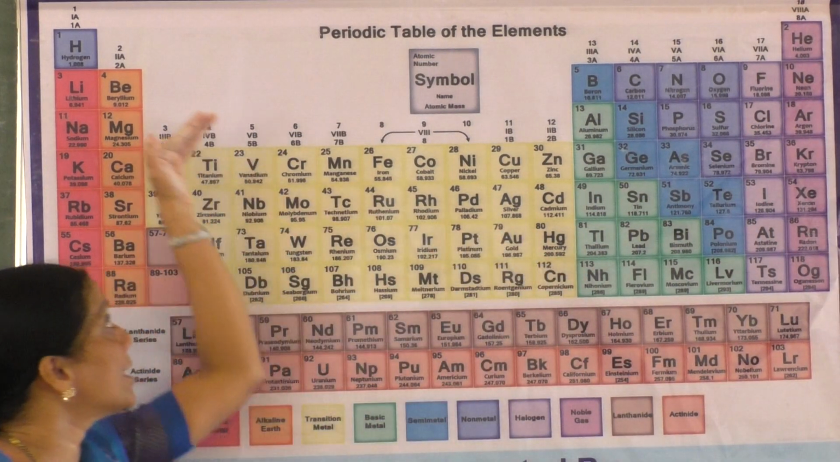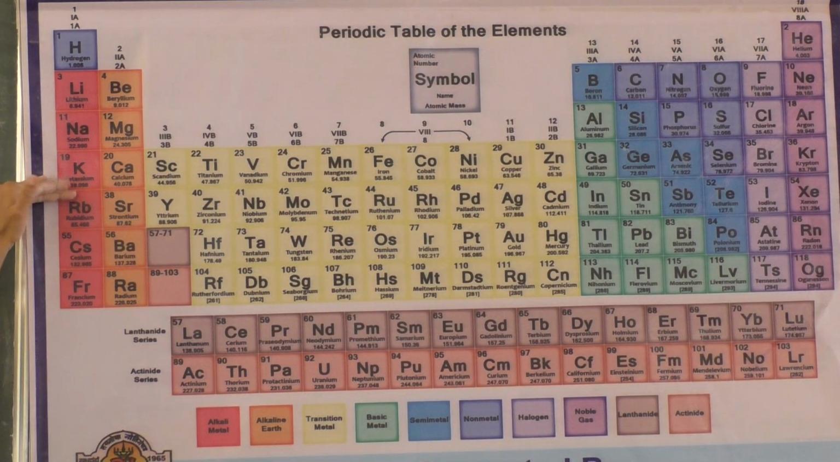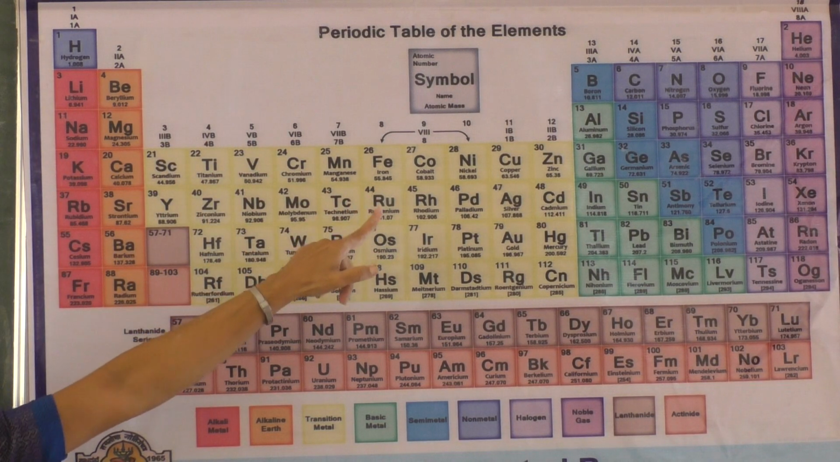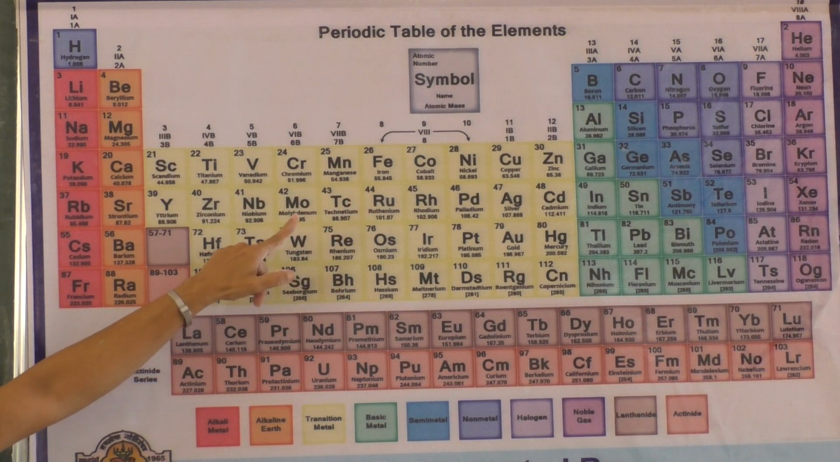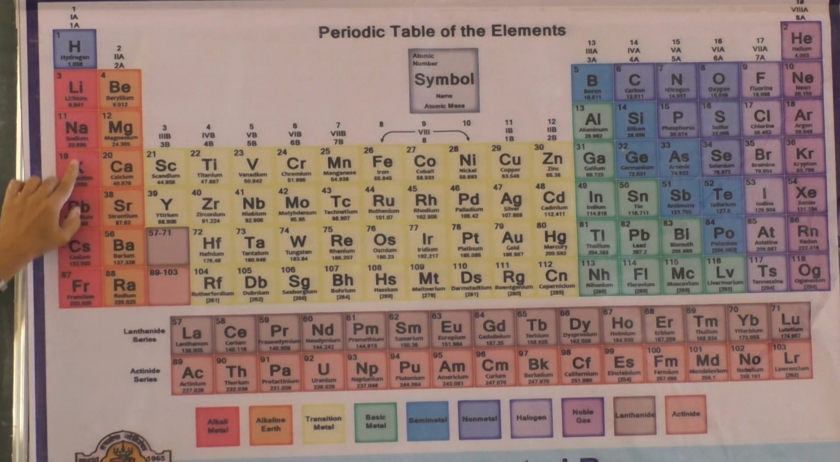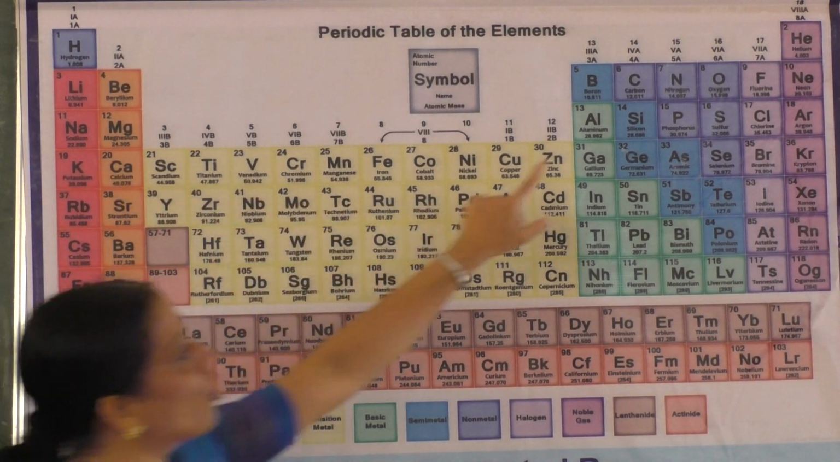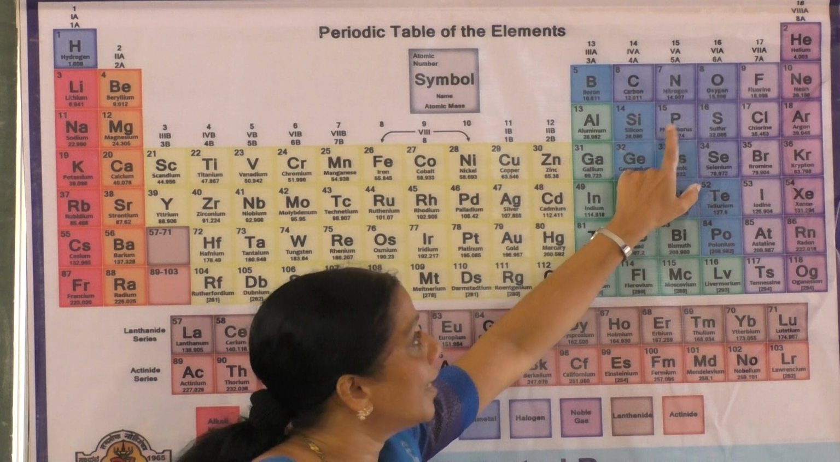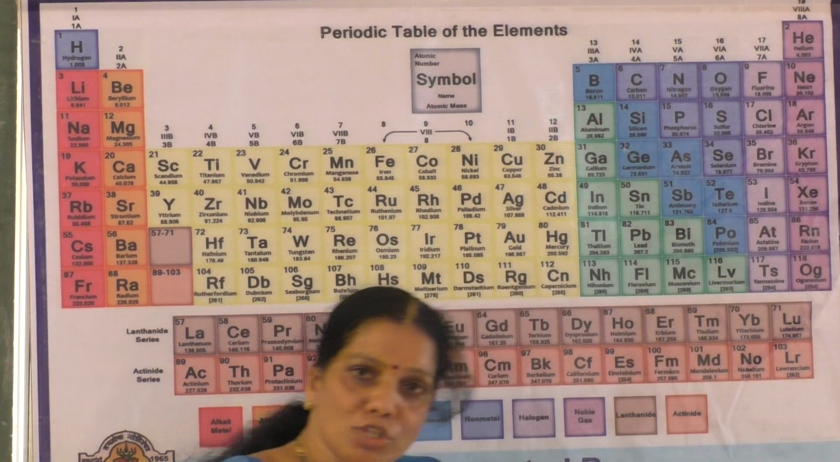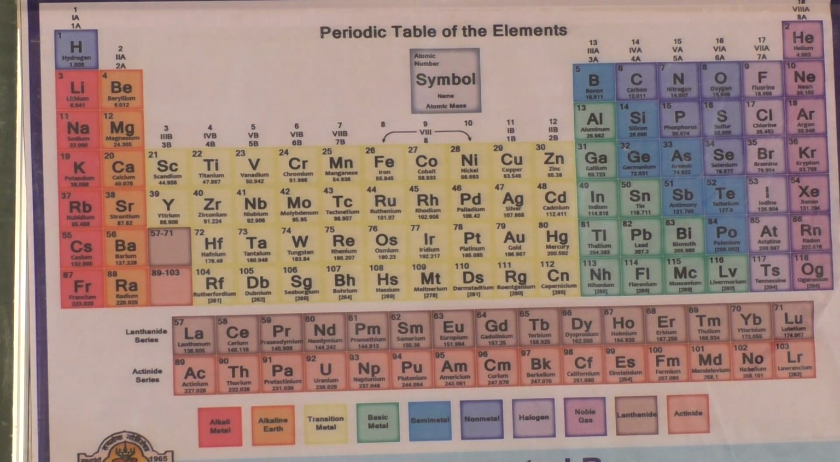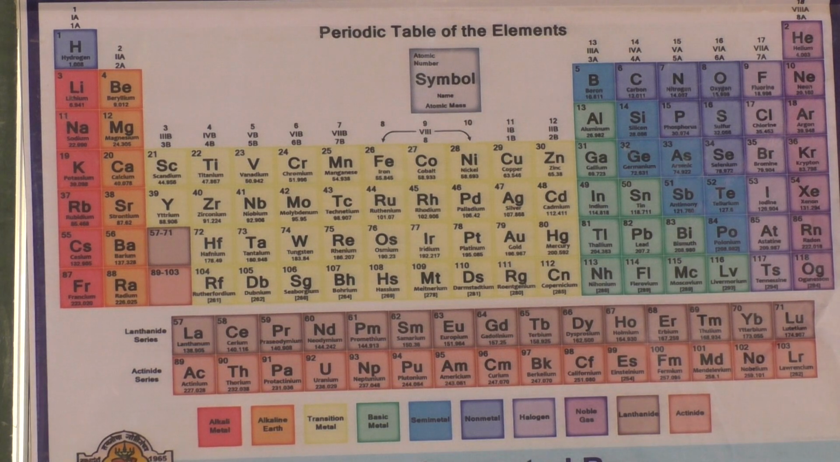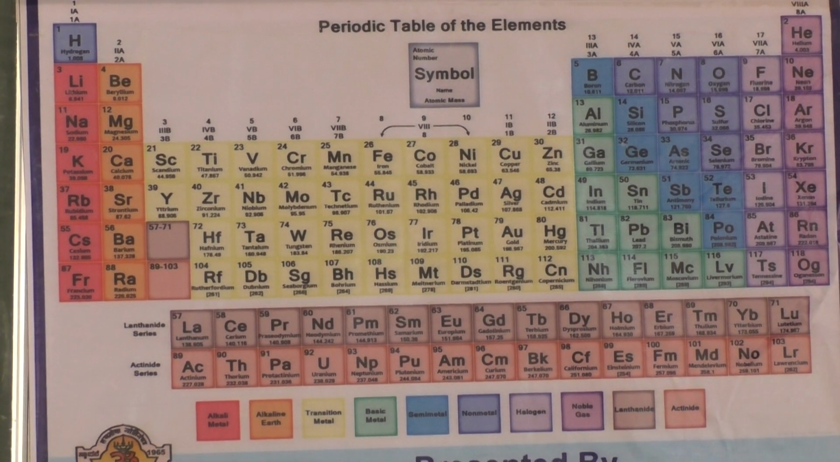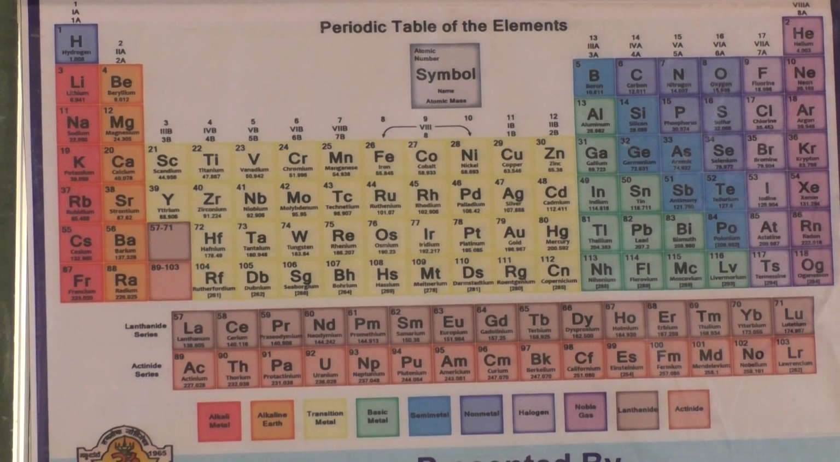Then these two periods we have already studied: 1, 2, 3, 4. Again 8 minus 5, 3, 2, 1, 0. Again 1, 2, 3, 4. Again here it is 3, 2, 1, 0. That goes on and continues. Very easily you can remember the valency of the different elements in a particular period.